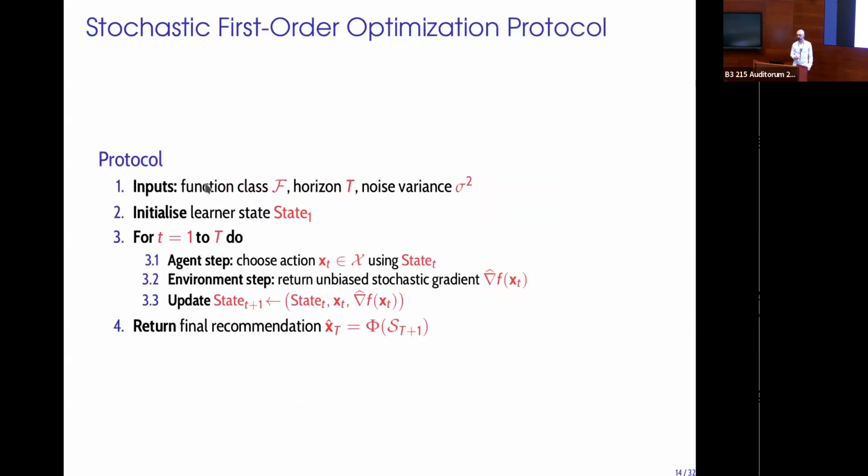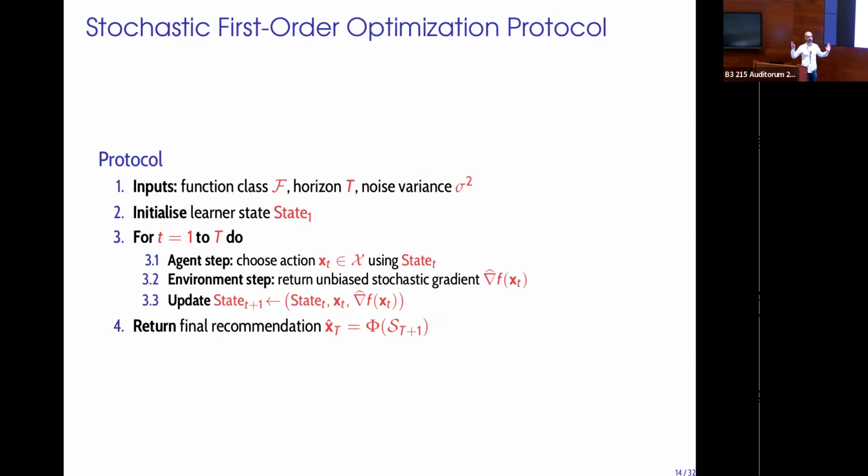So what is the protocol? You initialize the learner in some way. In each step, you choose an x_t, and you get a stochastic gradient in x_t. And then in the next step, you can do whatever you want. You basically add to your state the previous state, the current x, the stochastic gradient that you received. And then in the next iteration, based on the entire information that you have up to this moment, you decide the next point.